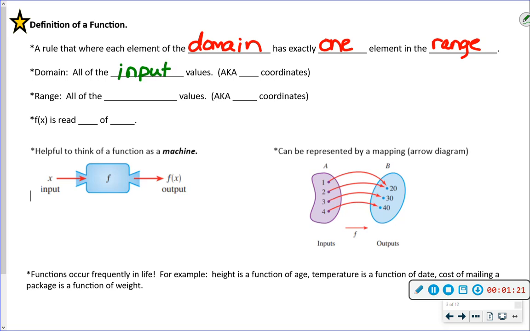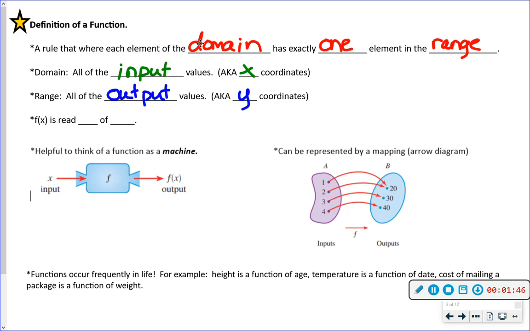Now when we start talking graphically a little bit more, that is also your x-coordinates. So when I'm talking on the graphs tomorrow, I'm thinking x-axis, how far left, how far right does the graph cover. Range, of course, is the opposite, all of the output, and your y-coordinates. If I'm looking at the graph and I want the range, I'm thinking how far up, how far down does it cover.